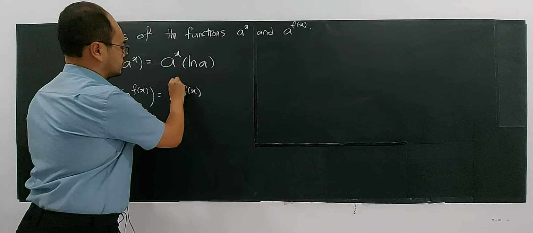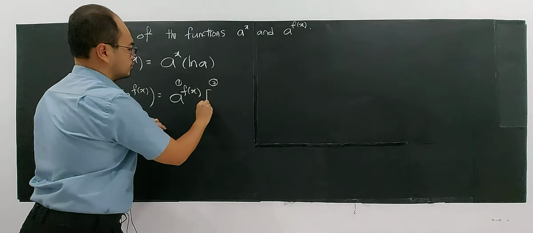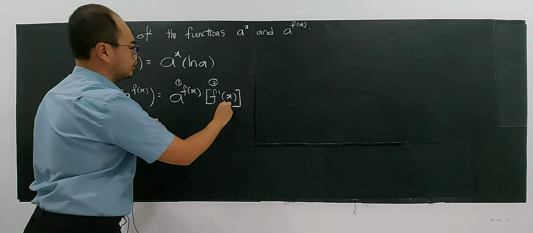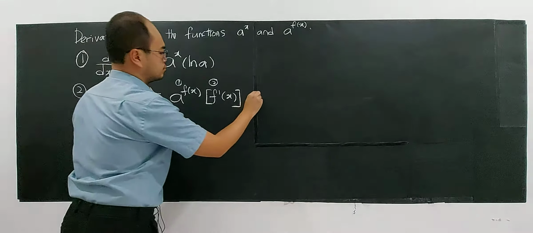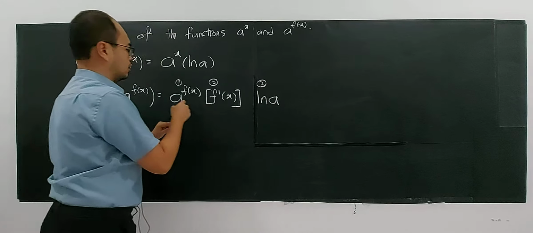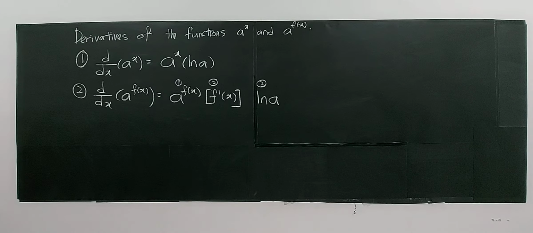First step, copy back. Second step, differentiate the power. And at the third step, add ln a, the ln of this number here. So what's the meaning here? I'm going to show you how to use this formula in differentiating this type of function.